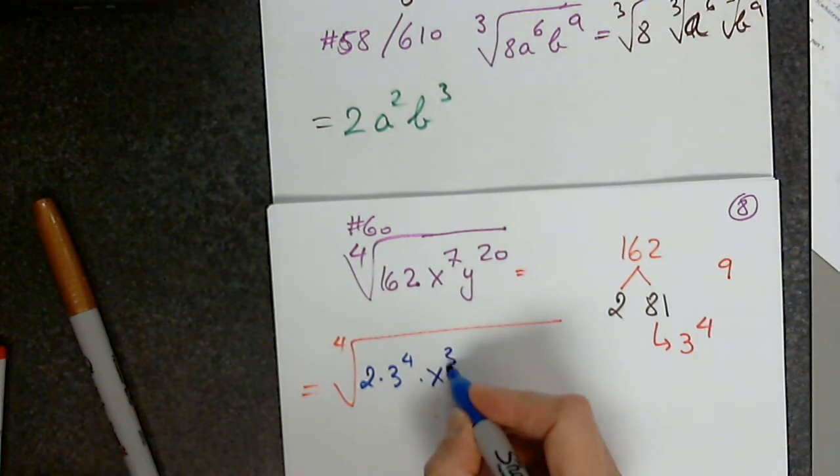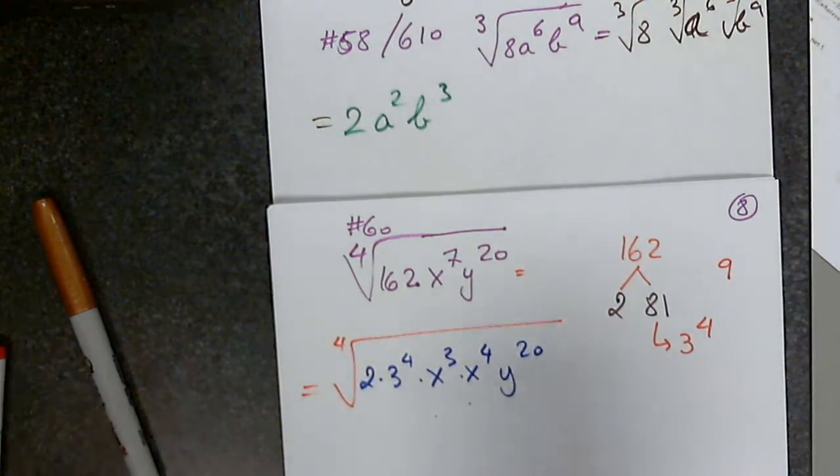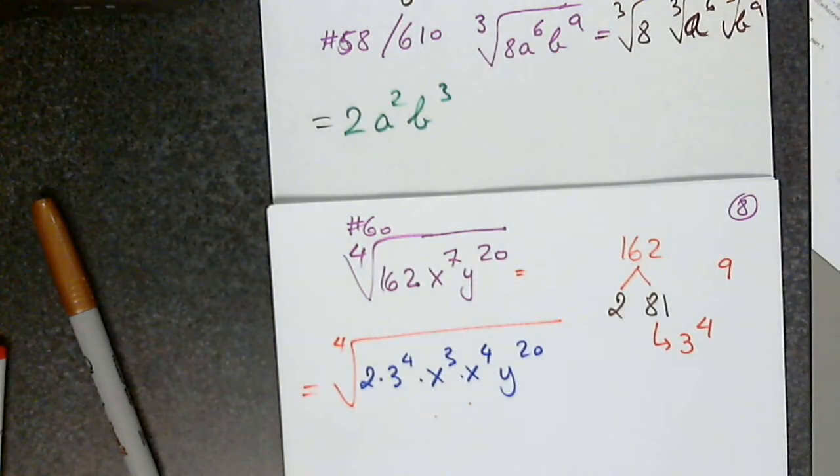Excellent. x to the 3rd times x to the 4th. Awesome. And I don't have to do anything to y to the 20th. Why don't I have to do anything to y to the 20th? Because 20 is divisible by 4.